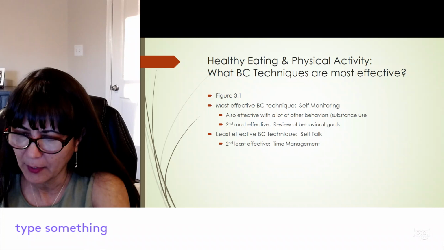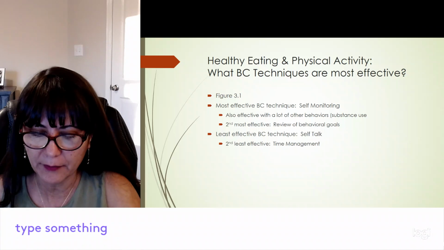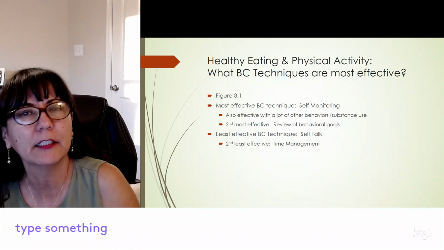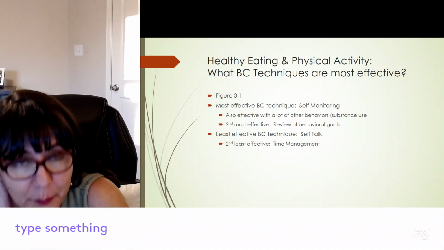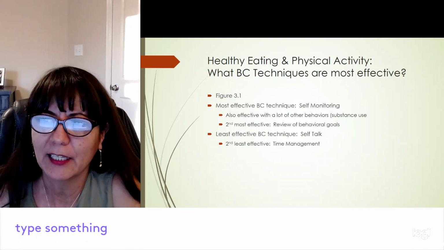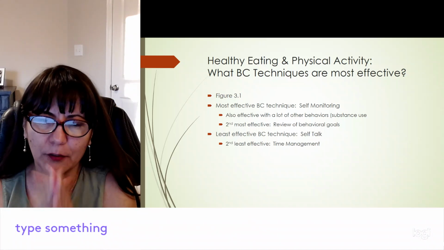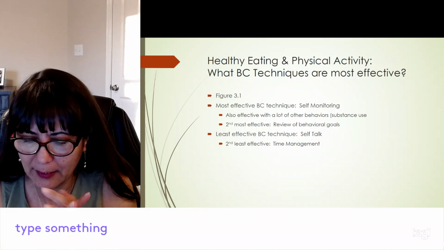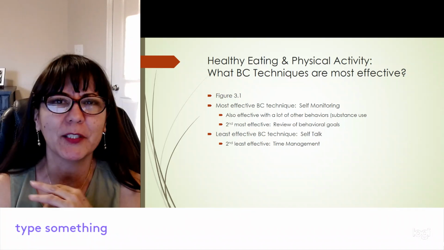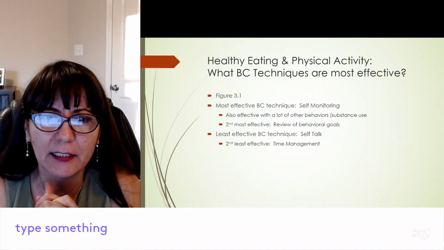But I suspect if it was this degree of influence, positive or negative, that they can identify, that maybe it was a meta-analysis, I'm sorry. So basically, in Figure 3.1, they were looking at a variety of interventions for healthy eating and physical activity. And they wanted to identify which behavior change techniques were most effective based on what the researchers were finding in the literature.